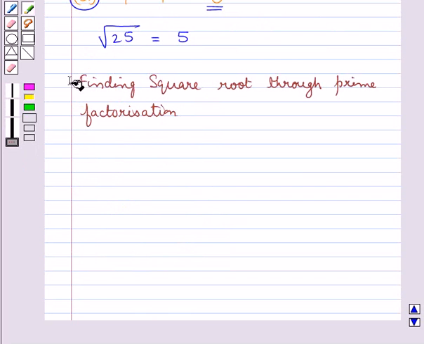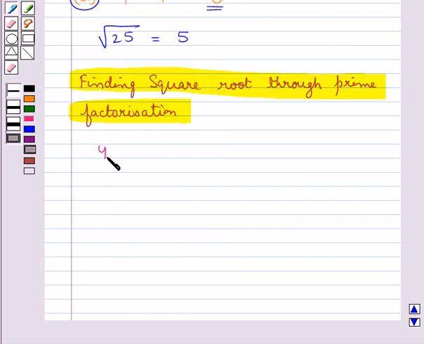Now, next we have finding square root through prime factorization. Consider the number 4. Its prime factorization is given as 2 into 2. Now, let's consider 4 square, that is 16. Its prime factorization is given as 2 into 2 into 2 into 2. You can easily observe that each prime factor in the prime factorization of the square of a number occurs twice the number of times it occurs in the prime factorization of the number itself.